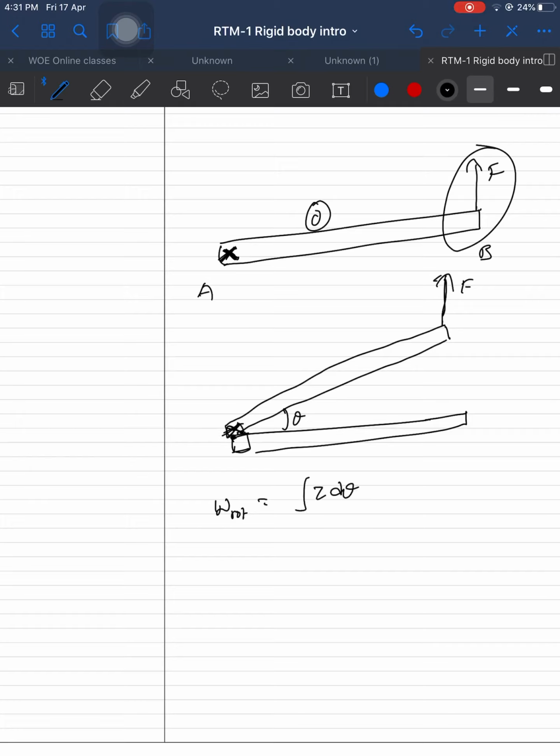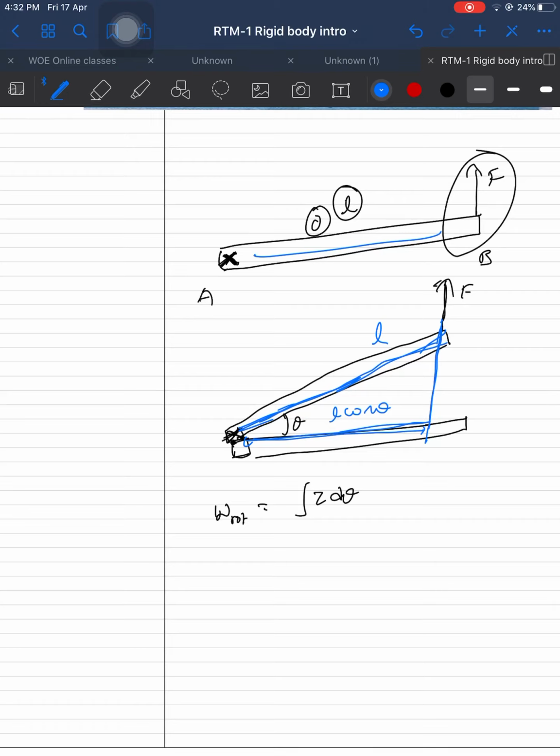Make an angle theta and just see how much torque it is experiencing. Torque is equal to the force vector; you draw it here, and the length is L, and from here to here the distance is L cos theta. So the torque experienced by the rod about the center is F into L cos theta.